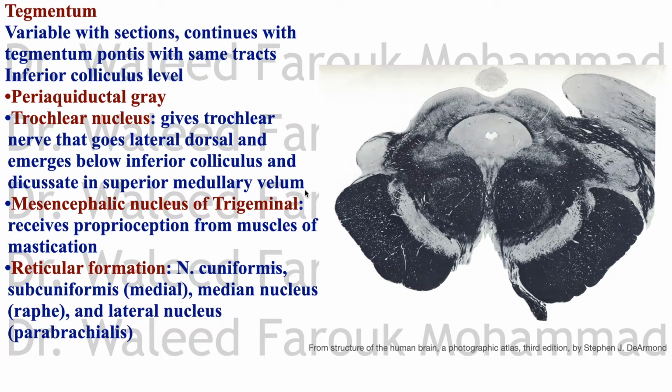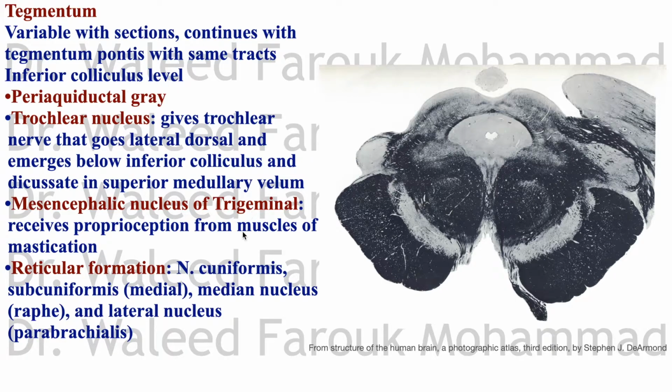The mesencephalic nucleus of the trigeminal receives proprioception from the muscles of mastication. Remember the muscles of mastication: the temporalis, masseter, and the pterygoids, medial and lateral pterygoid muscles. You will find these in the head and neck sessions.